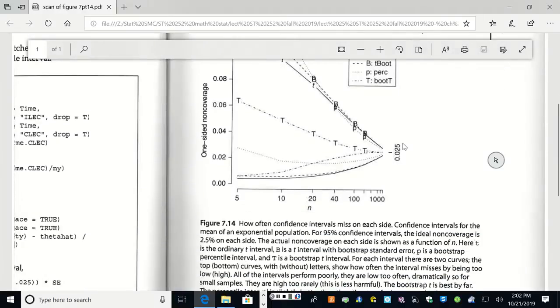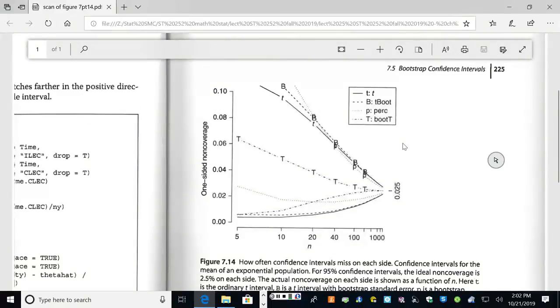So there's some discussion of how these confidence intervals perform, right? It's a little bit complex picture. But the idea of our confidence intervals is we want them to be accurate. We want them to cover. And sometimes they miss because the interval is too high, and sometimes they miss because the interval is too low, right? But we want intervals that are about 2.5% on each side. We don't want to miss all on one side or all on the other side. And so here's 2.5%. This is the one-sided non-coverage. What percent of the time do you miss on one side versus the other?